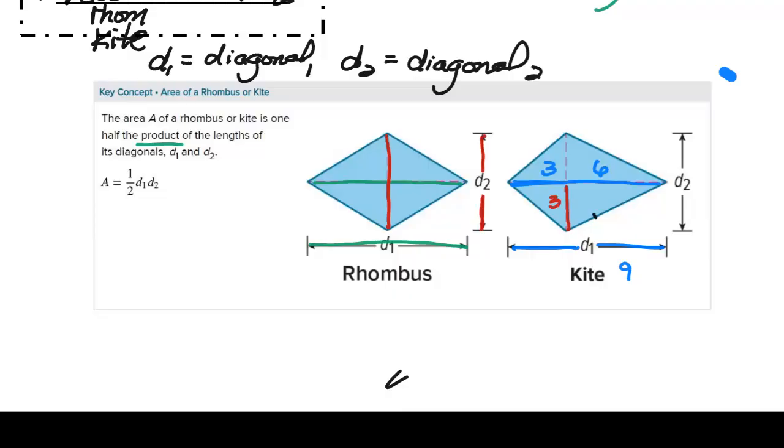This might be 3. This might be 3. And so this would be 6. Now, I'm just making up those numbers, but I want to show you, again, sometimes they'll give you the entire length, and sometimes they will give you parts, where 3 plus 6 makes up the whole diagonal for a length of 9. Any questions about that? All right, let's turn to the next page.